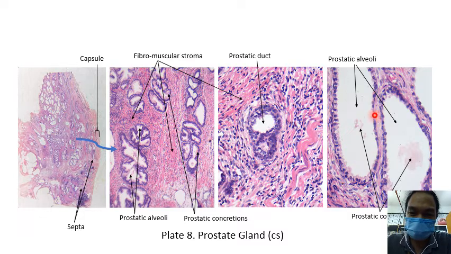And here we have larger views of the prostatic alveoli still, lined with sort of cuboidal epithelia, while the prostatic duct is lined with pseudostratified epithelia.